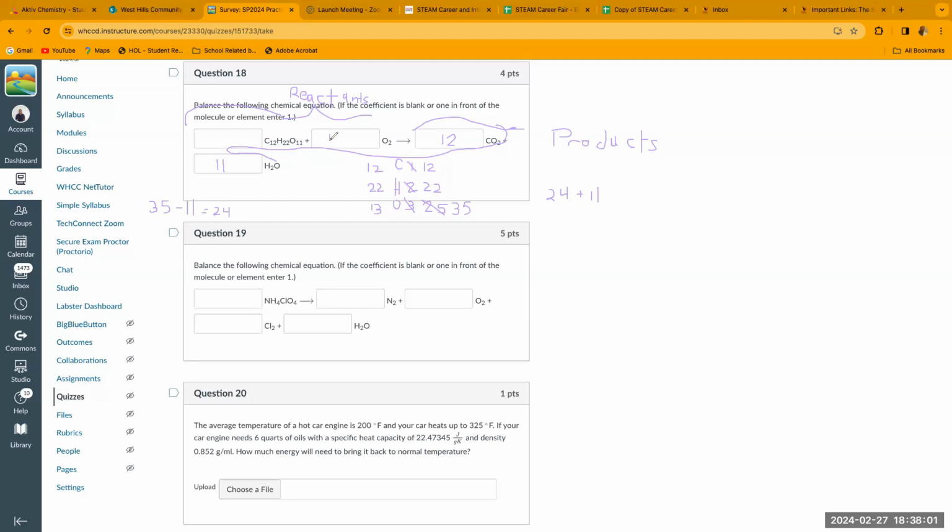12. Okay, so we'll put a 12 here. So then that'll be 24 plus 11, a total of 35 oxygens that I have. And then it's understood to be a 1 here. But the program itself doesn't understand that; if there's nothing there, it'll mark it wrong automatically as if you didn't answer it. So you have to put a 1 there. So, okay. Questions?